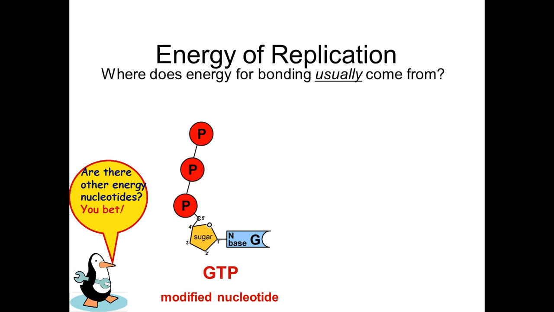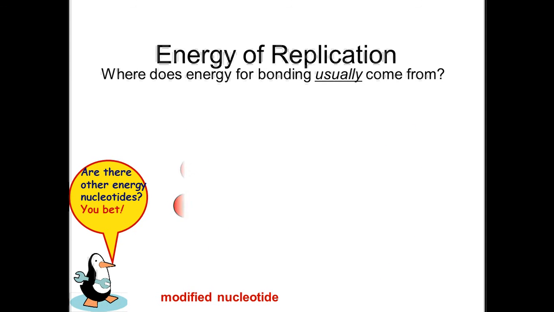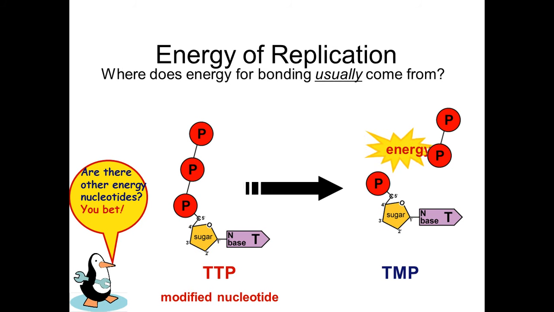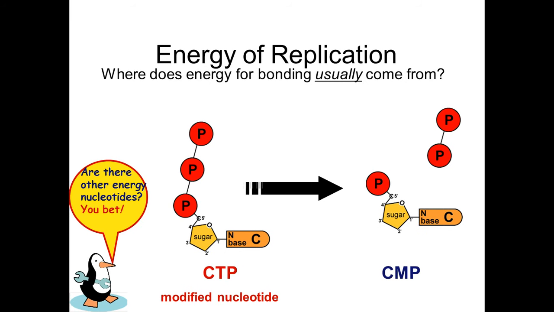Each of the other bases, guanine, right here a G, thymine, and cytosine all provide their own energy to bond themselves to the old strand of DNA.